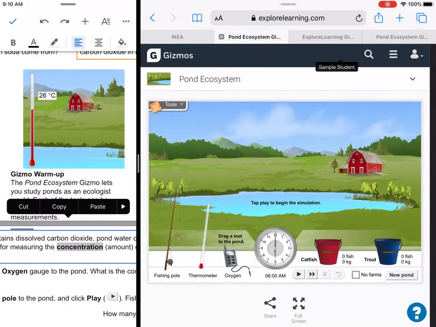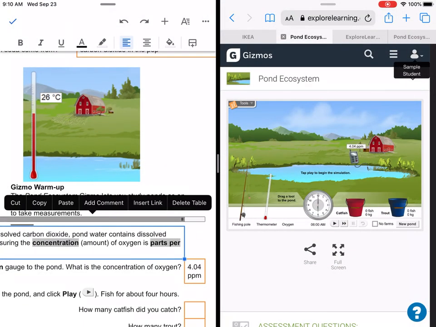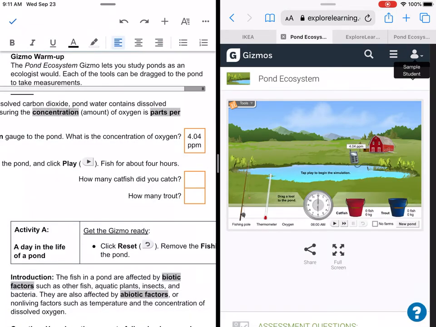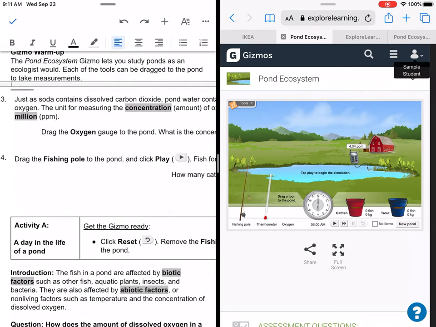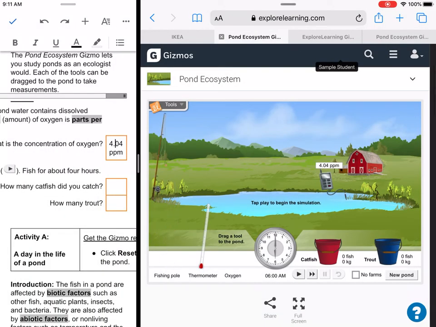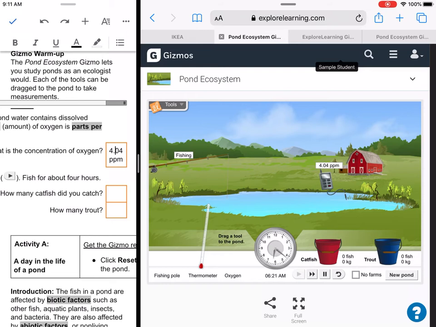So I take the tool and drag it into the pond, and the amount is 4.04 ppm. And ppm stands for parts per million. So I would type that in the box by double tapping on the box and typing in there. Then it says, drag the fishing pole to the pond, click play, and fish for about 4 hours. So again, when I take my fishing pole up to the pond, and then I'm going to hit play, and the timer is going.